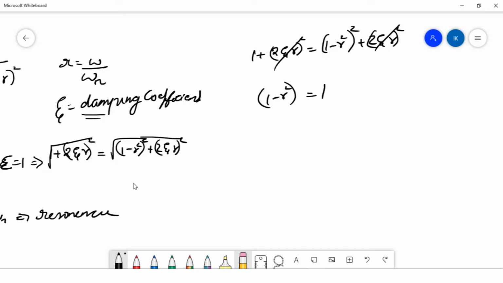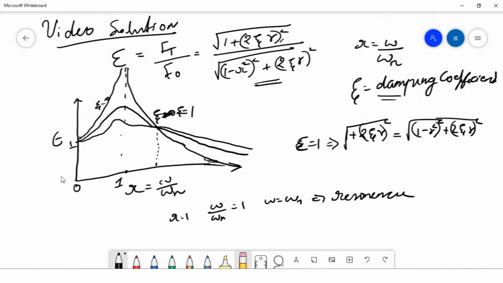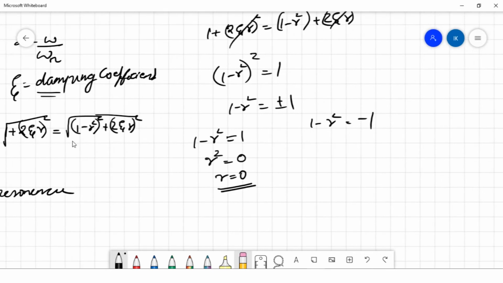(1 − r)² = 1². Now you take its roots: (1 − r)² = ±1. So it can be 1 − r = 1 or 1 − r = −1. Solving the first, r = 0, which we said earlier, when r = 0 the transmissibility will be 1 when you substitute in this equation.